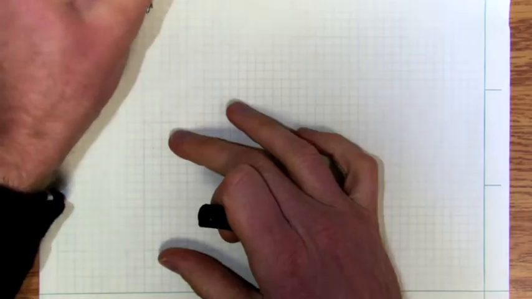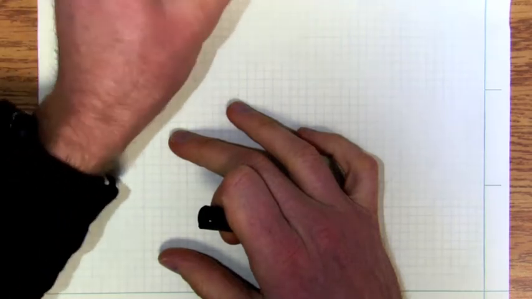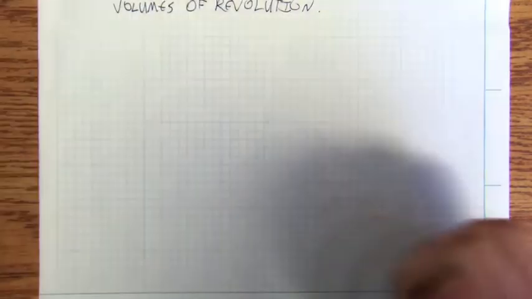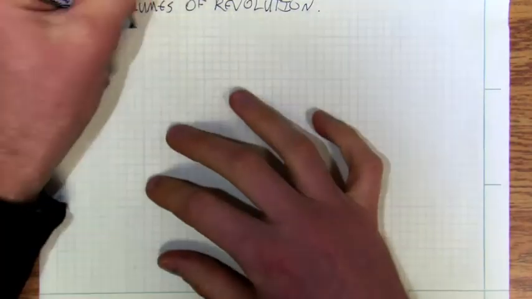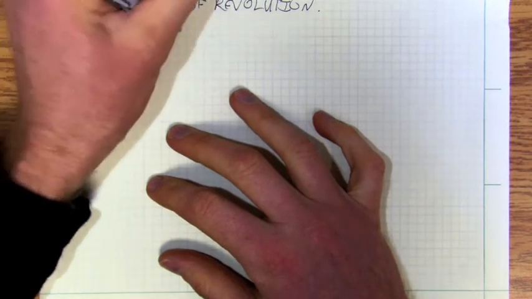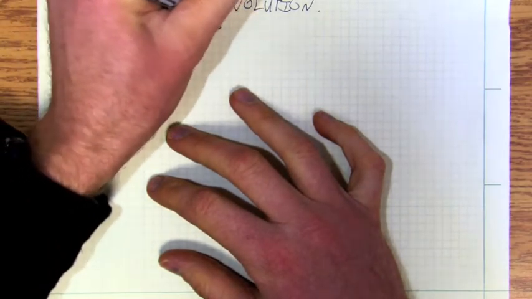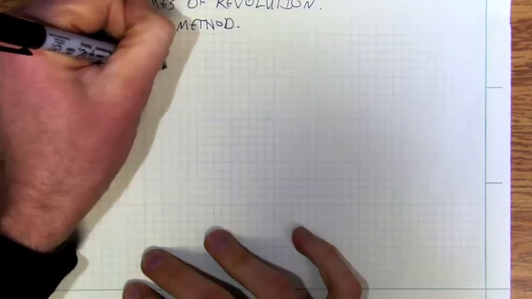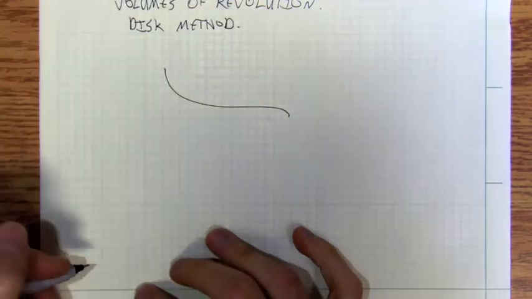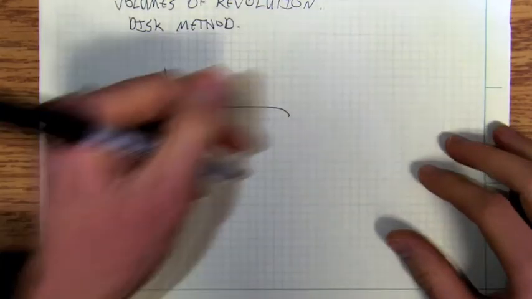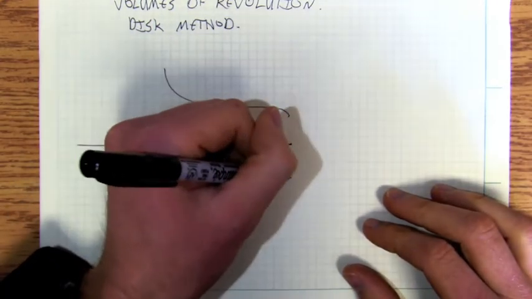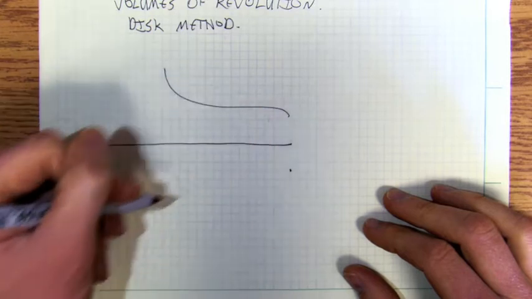Okay, so now I'm going to be talking about volumes of revolution, and we're going to be talking about the disk method. So what I've got is my little outline of a vase, and then I've got an axis of revolution, and I kind of come like there.